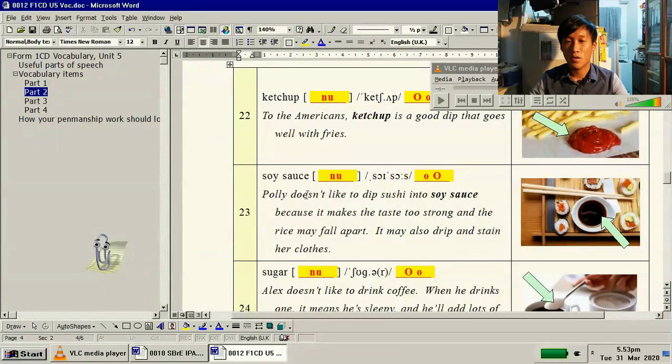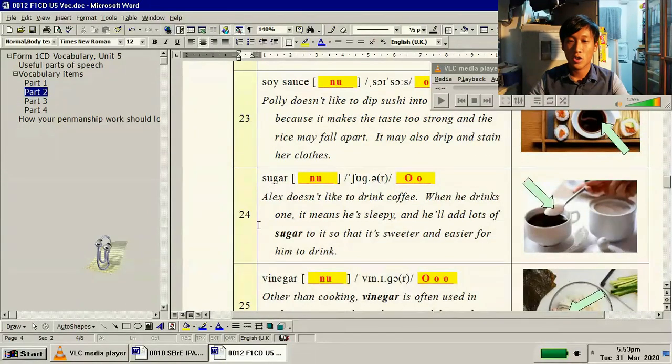23. Soy sauce. Polly doesn't like to dip sushi into soy sauce because it makes the taste too strong and the rice may fall apart. It may also drip and stain her clothes. 24. Sugar. Alex doesn't like to drink coffee. When he drinks one, it means he's sleepy and he'll add lots of sugar to it so that it is sweeter and easier for him to drink.